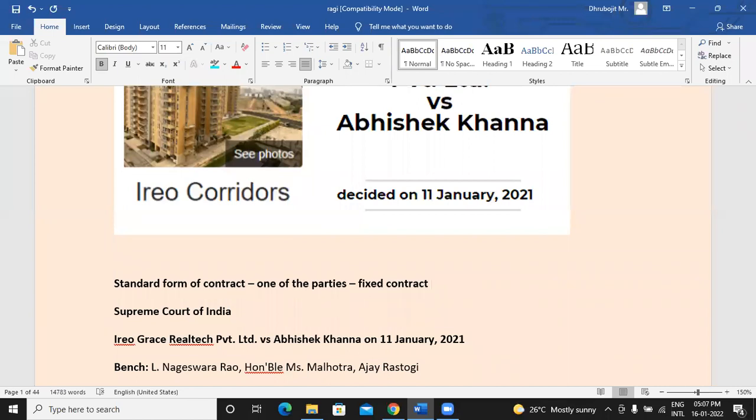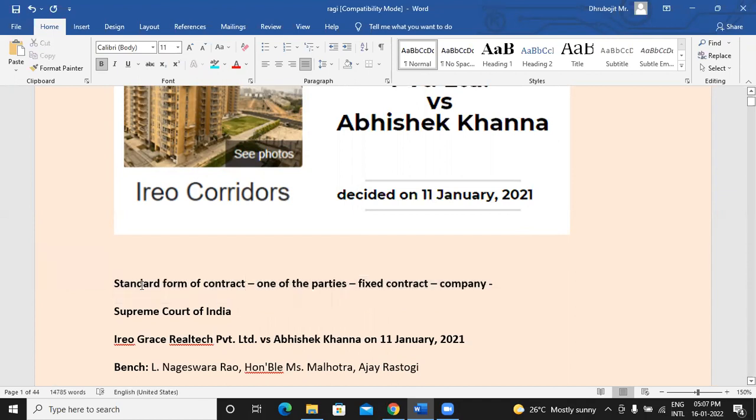In the same way, between companies also, you would see that if there are two companies, one of the companies would say that we have a standard form of contract that we will be providing you. You read it, you fill it, and we would enter into a contract. Okay, so that is what happens usually.